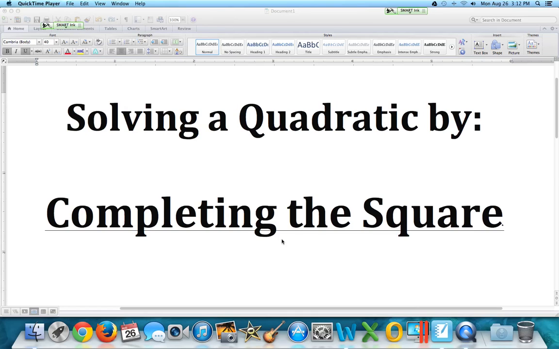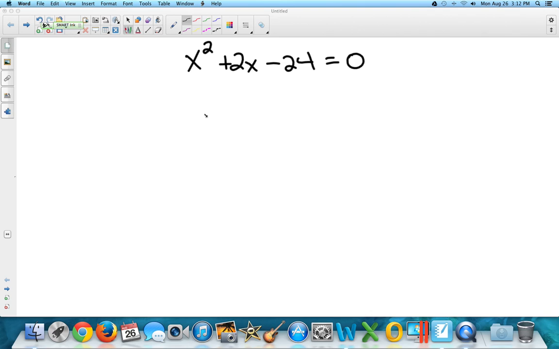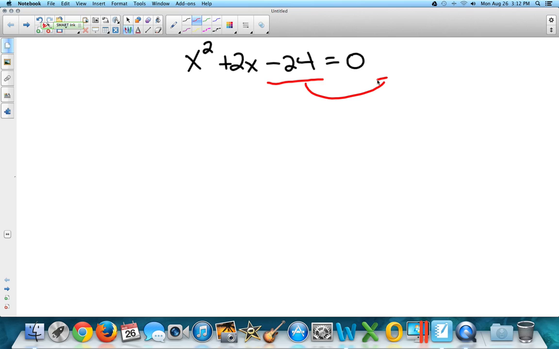By completing the square. So I've got an example pulled up here of x squared plus 2x minus 24. To complete the square, the first thing you're going to want to do is take this constant term and move it to the opposite side of your equal sign. Okay? So I'll basically add it to both sides. So I'll end up with a positive 24 on the other side.